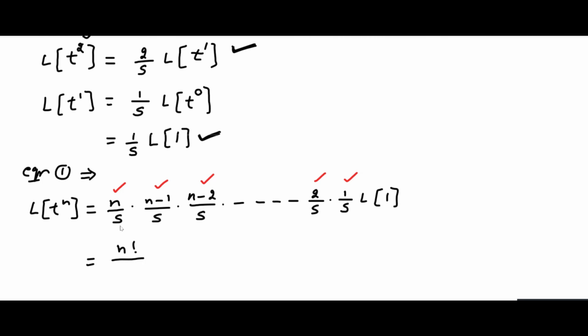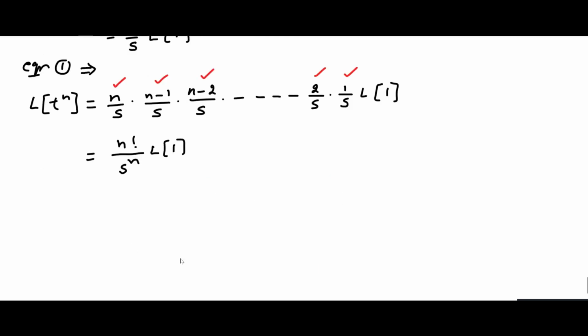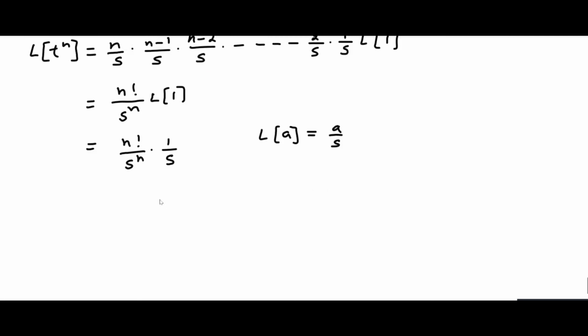So it is n factorial divided by s to the power of however many times s is there in the denominator. It starts with n over here and ends with 1, which means that s is occurring n times. So we'll get s power of n. So n factorial divided by s power of n into the Laplace transform of 1. But we know the Laplace transform of the constant a is nothing but a by s. Therefore the Laplace transform of 1 will be equal to 1 by s, because the value of a is 1 over here.